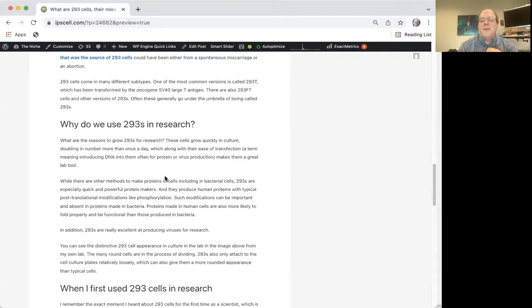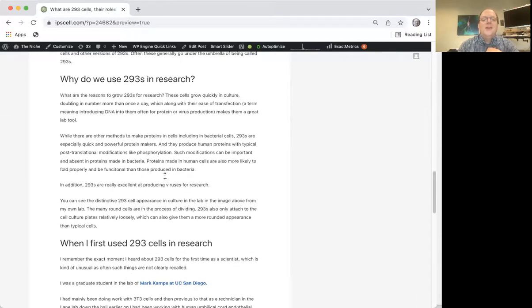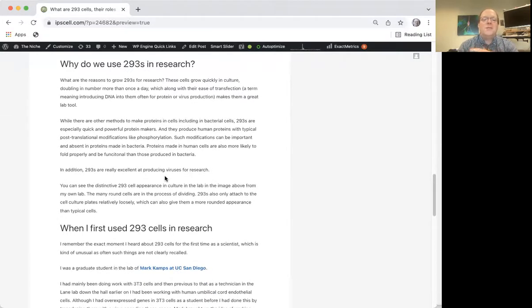They're also really great at making viruses. So you can see how if we introduce different genes for viruses into these cells and they crank out a bunch of virus, that can be used for a lot of different research.